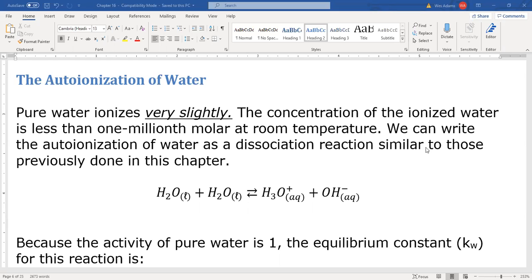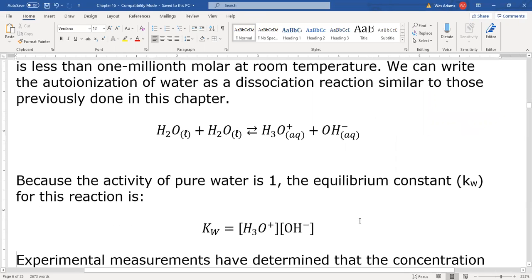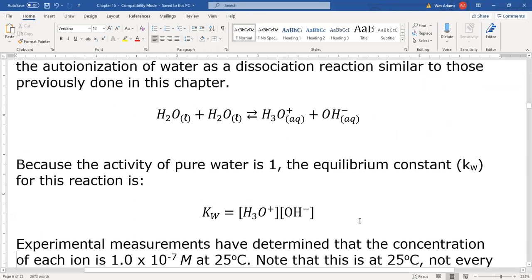We can write the autoionization of water as a dissociation reaction similar to those we've previously done. We can imagine two waters reacting together to form a hydronium and a hydroxide. Because the activity of water is 1 and we don't include those in equilibrium constant expressions, we can write a Kw for our reaction, where Kw is equal to the hydronium ion times the hydroxide ion concentrations. The water would appear in the denominator, but the reactant side does not appear because its activity is 1.